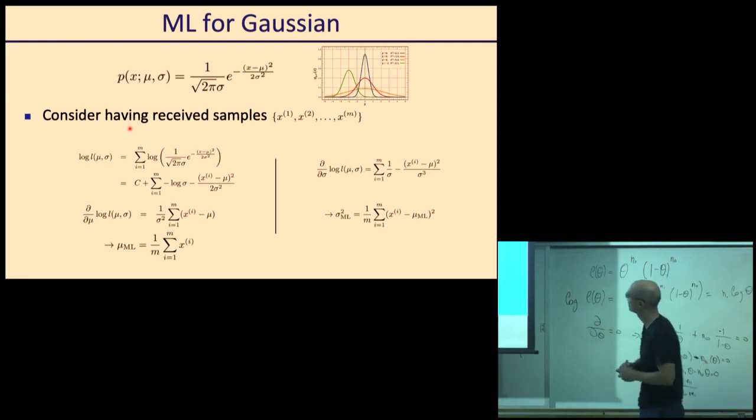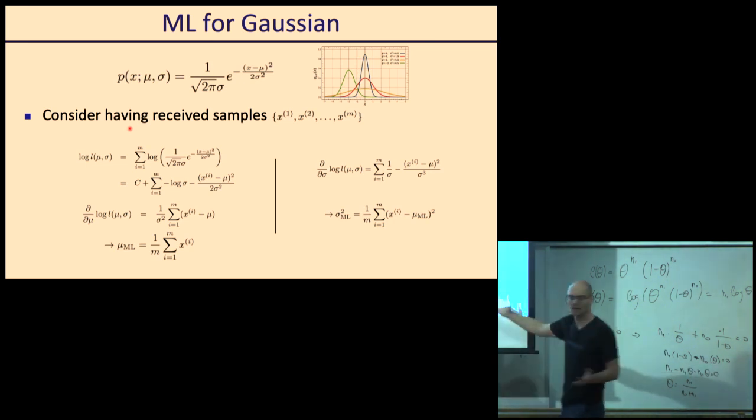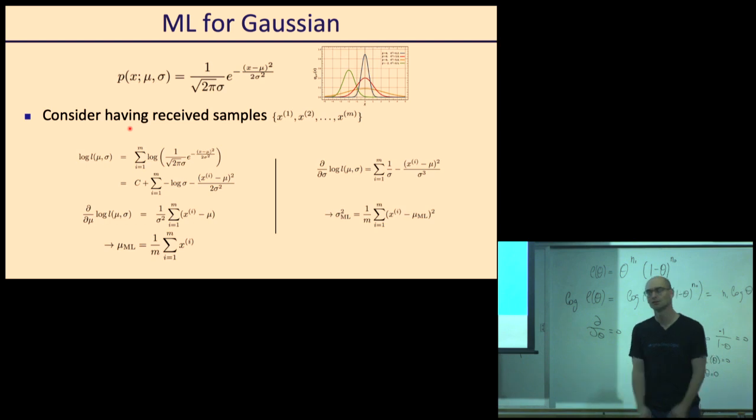What do you see? Well, the mean of the Gaussian will be the mean of your samples. That's the maximum likelihood estimate. And the variance parameter of your Gaussian will be the empirical variance of your samples. Not too surprising, but formally derived that that is the right thing to do for maximum likelihood estimation of a Gaussian. How about a conditional Gaussian?